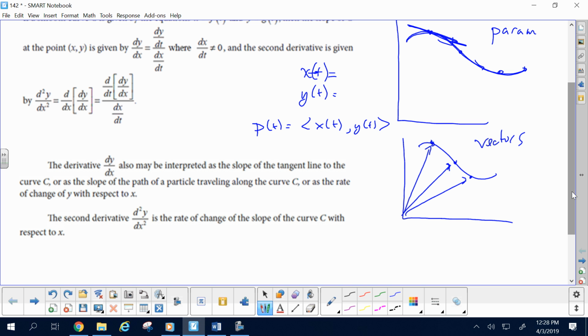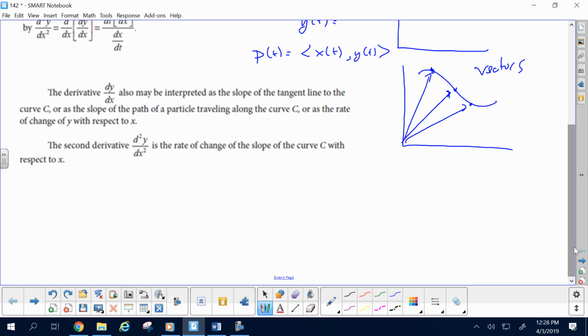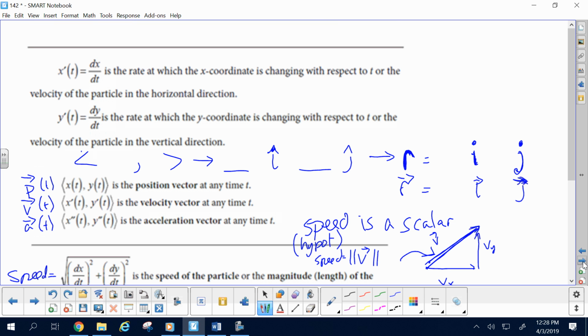The derivative is the slope of the tangent line. The second derivative is the rate of change of the slope. I think that's pretty clear. You're pretty good at that. You'll see either x prime and y prime. If you talk velocity, then you're in vector form. You're talking x prime, y prime. In our book, we typically use this kind of notation, and that's pretty common in Calc 2.